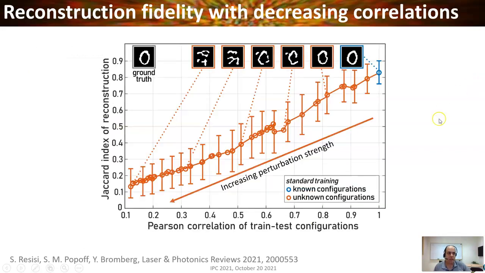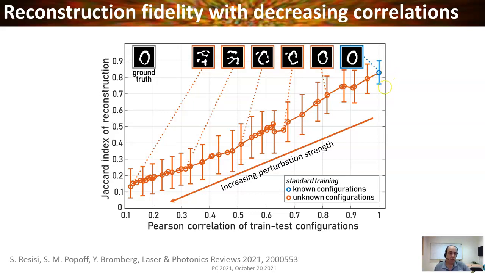Next, we wanted to study how the reconstruction fidelity changes with decreased correlations between the training and test sets. In this graph, the blue point corresponds to the reconstruction I showed in the previous slide, where the test configuration is part of the training set. The correlation between the train and test configurations is therefore 1, because although we use different patterns for the training and testing, they all come from the same fiber configuration.